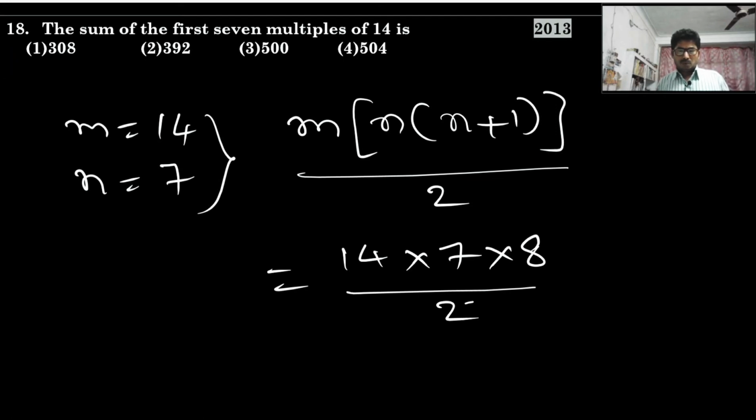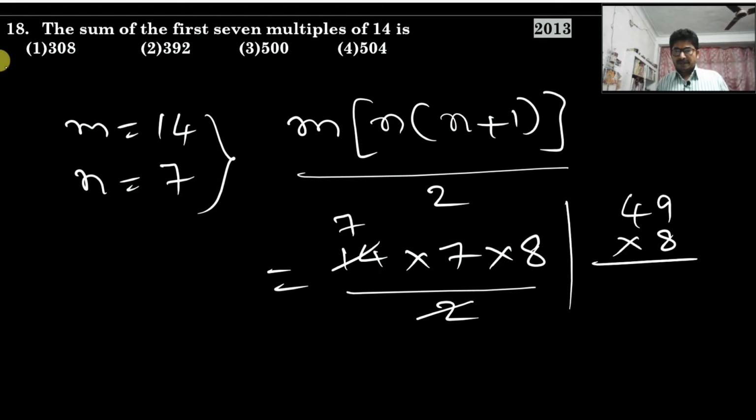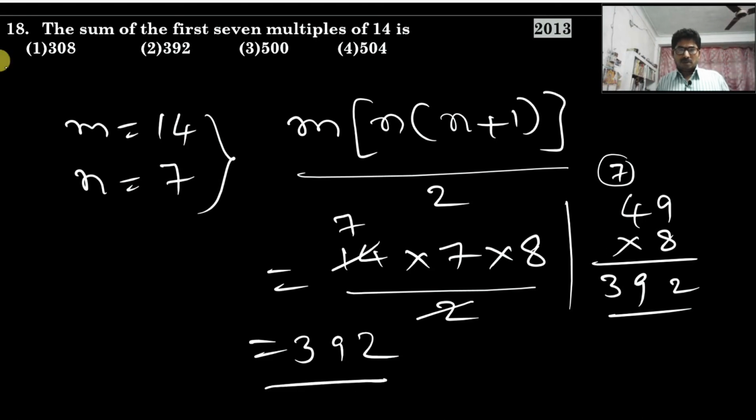2 1s are 2, 2 7s are 14, 7 7s are 49, 8 9s are 72, 8 4s are 32, 392. So 392, option 2.